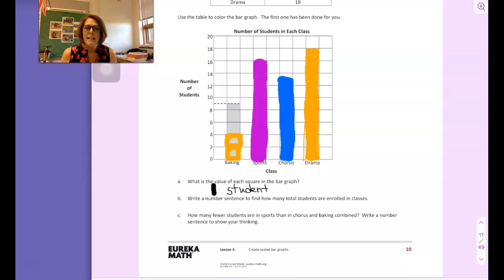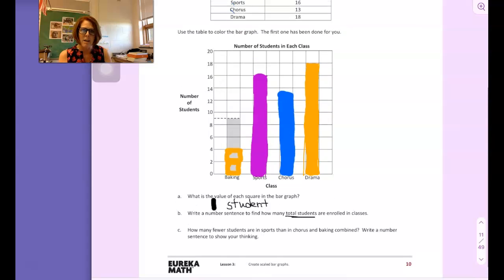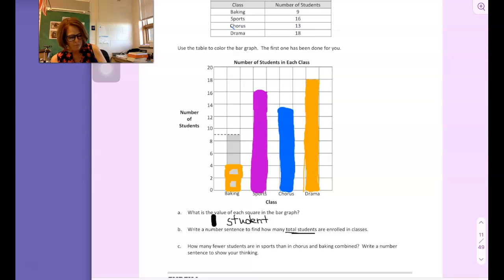Letter B says, write a number sentence to find how many total students are enrolled in class. Now, I'm not sure why they don't give us a whole lot of space here, but I'm going to do my work for this over here. So we want to find the total students that are enrolled in classes. So our number sentence would be, we need to add them all up, right? We're finding the total. 9 plus 16 plus 13 plus 18 equals.